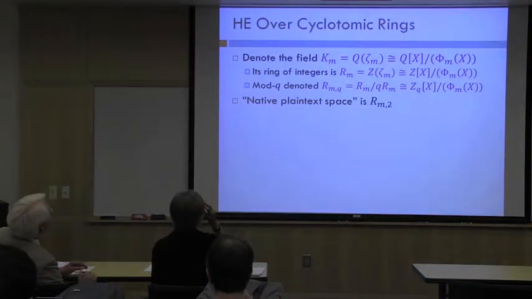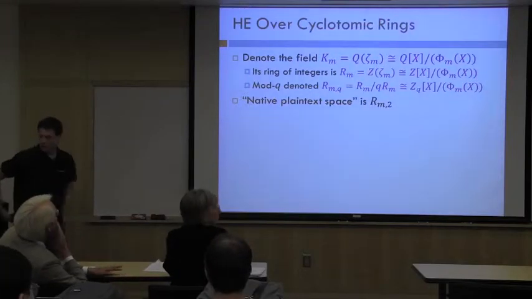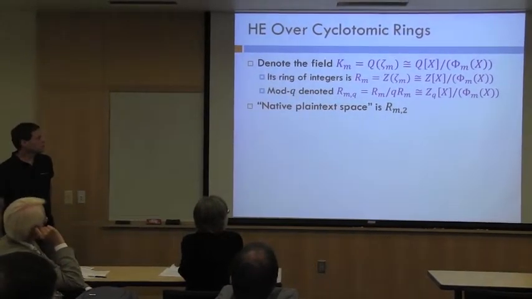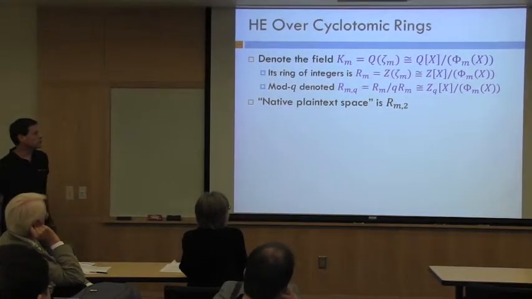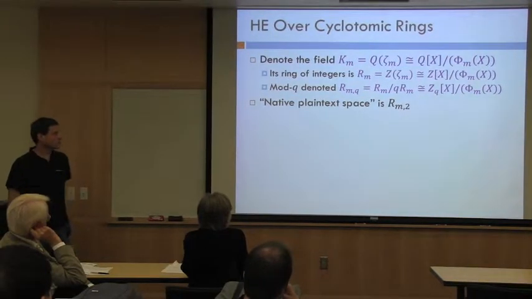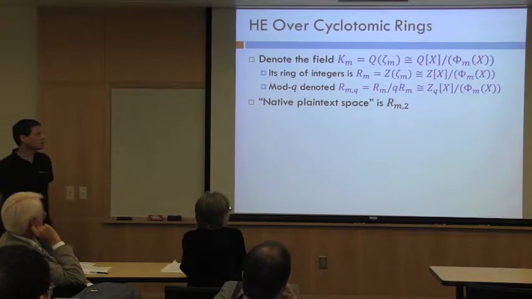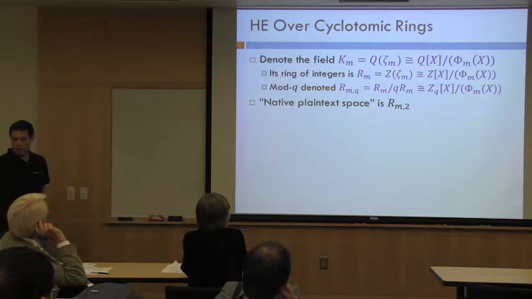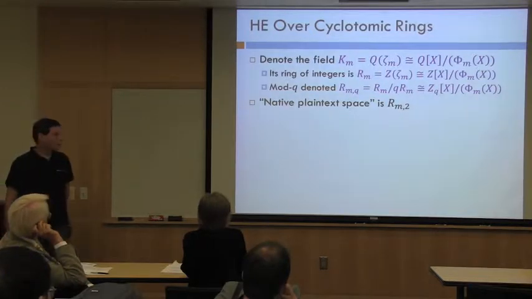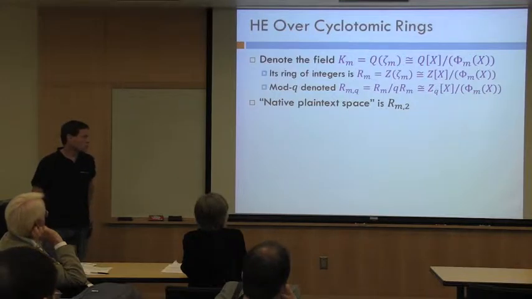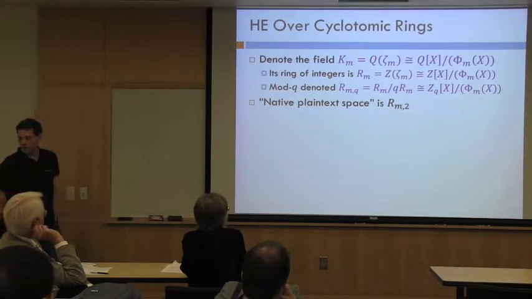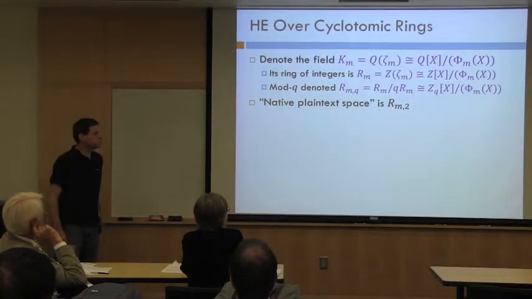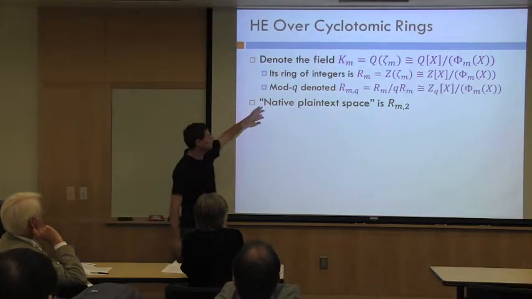So let's have a quick reminder of what we do when we want to do homomorphic encryption over cyclotomic rings. Just a little bit of notation. K is going to be the mth cyclotomic number field, which we can sometimes think of as the ring of polynomials modulo the mth cyclotomic polynomial. The ring of integers is the same thing. And the mod Q varieties are what you get when you take the ring and mod it by Q. We're going to have two particular moduli that we'll be interested in.